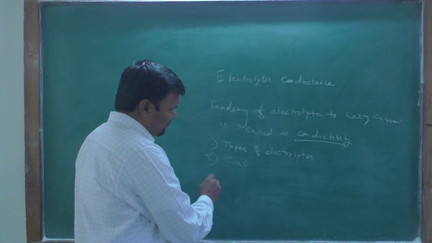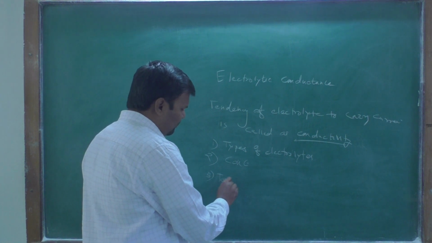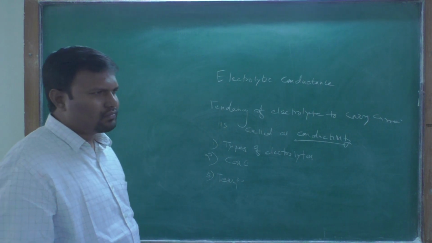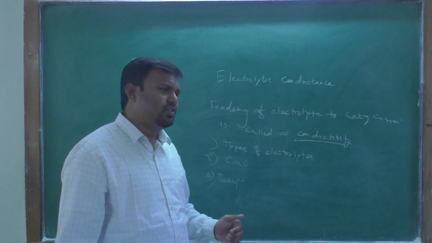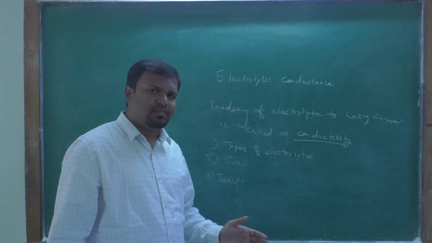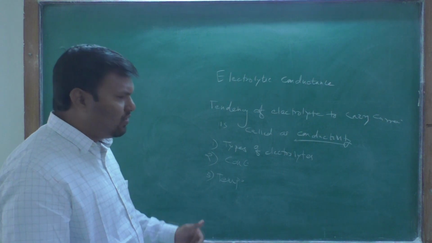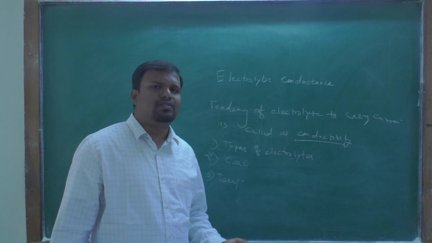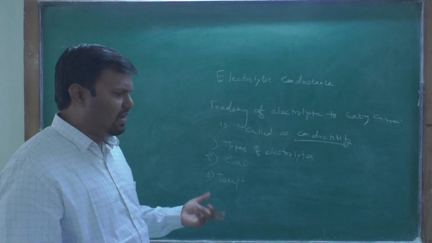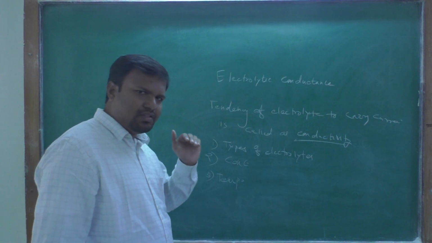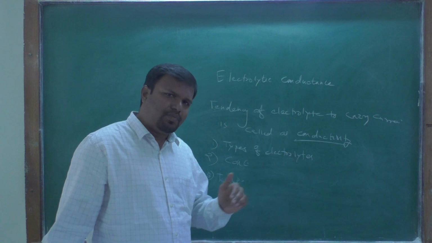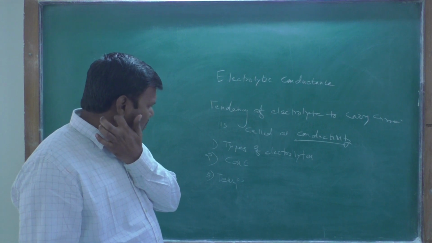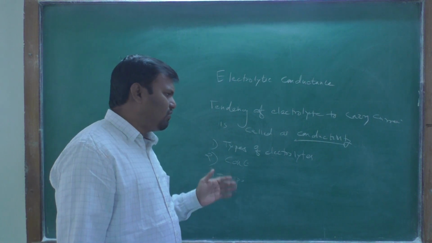Then your third point is temperature. In the case of a metal, when your temperature increases, the resistance increases, because when you heat a metal, there is a random motion of electrons. Some are moving here, some are moving there. Therefore some kind of resistance is produced. So conductivity also depends upon the temperature. One of the factors is temperature.